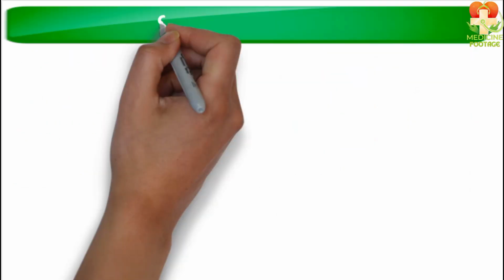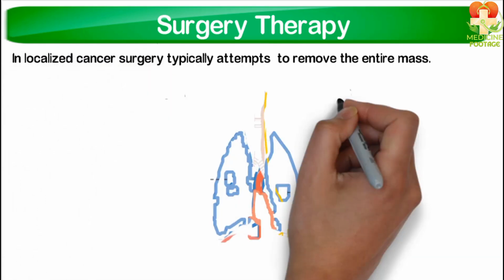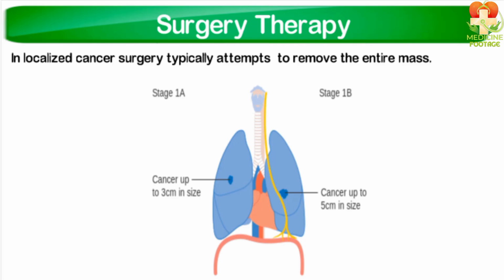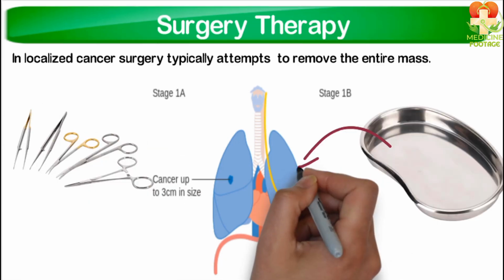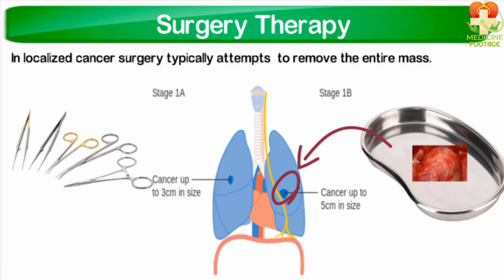The third treatment for cancer is surgical therapy. In it, where cancer occurs, surgical removal is done. That means by doing surgery, that part is cut, and we take that whole mass out so that all the cancer cells inside it are removed, and later no cancer cells remain behind.